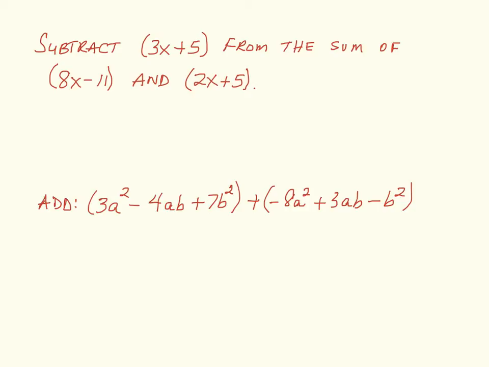Watch this one. It says subtract 3x plus 5 from the sum of 8x minus 11 and 2x plus 5. So first, we have to add 8x minus 11 and 2x plus 5 together. Now I'm going to show you how to do it vertically. Take 8x minus 11 and 2x plus 5 and add them together.